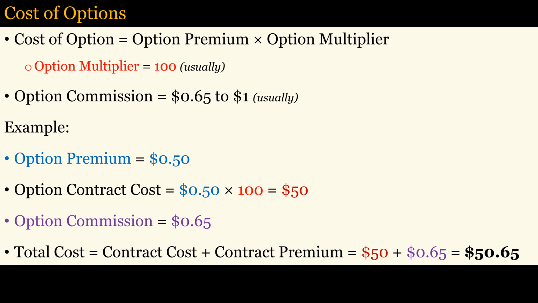Charles Schwab and Fidelity charge 65 cents per contract, while Vanguard charges $1. For example, if the option premium is 50 cents and the contract multiple is 100, then the cost of the contract is $50, and if the commission is 65 cents, then your total cost is $50.65 for one contract.